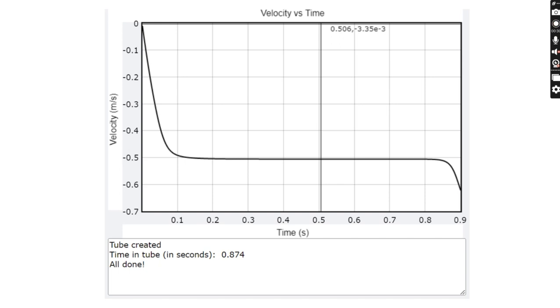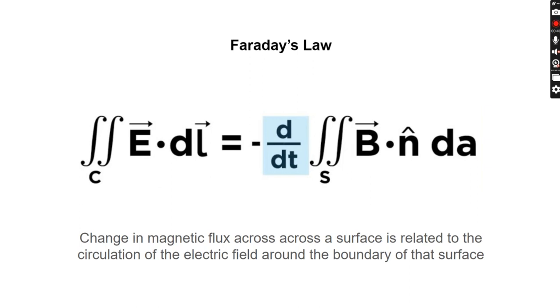And the reason why this problem is interesting is because the magnet falling through a tube of aluminum experiences magnetic braking as the charges in the aluminum move to counteract the movement of the force of gravity down on the magnet. So the main thing that we use to predict how that magnetic braking would occur is Faraday's law, which states that the change in magnetic flux across a surface is related to the circulation of the electric field around the boundary of that surface.